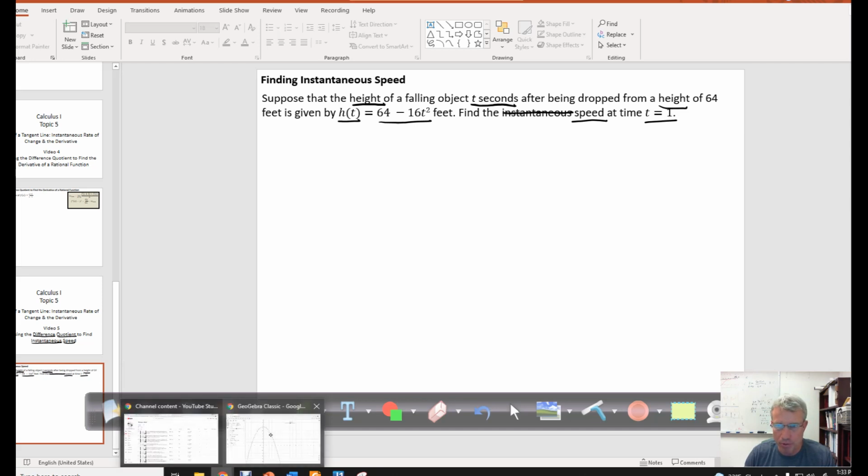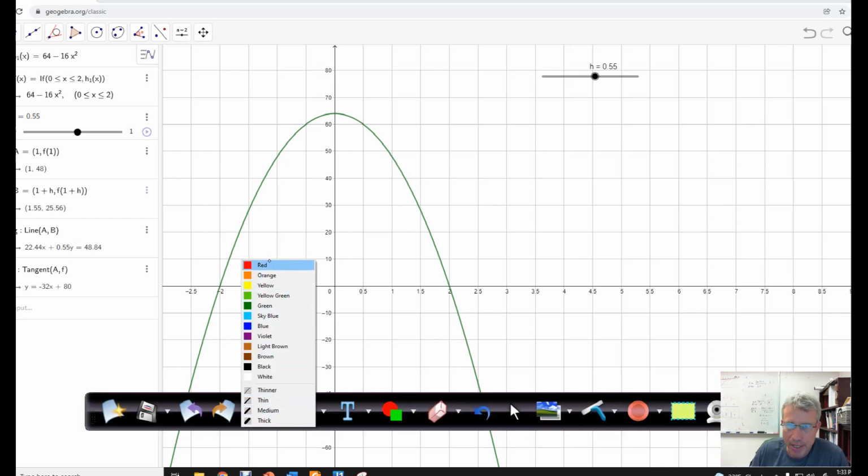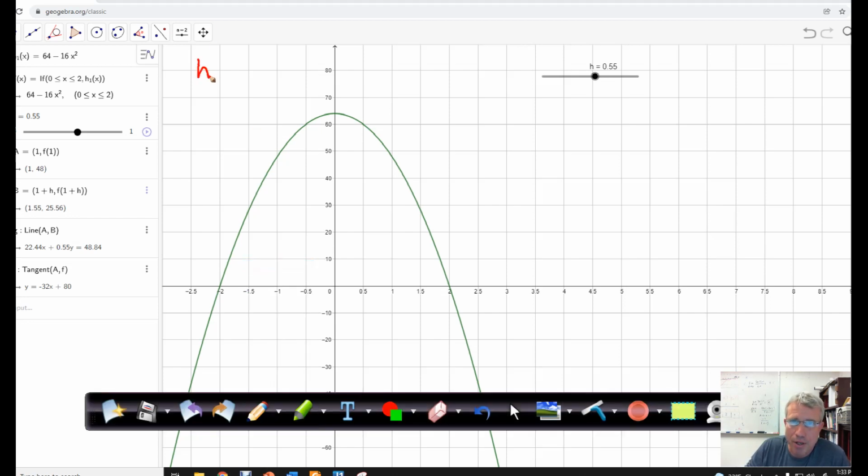So I'm going to pull open GeoGebra Classic here, and I've gone ahead and graphed the height model. The height model, remember, was given by height as a function of time equals 64 minus 16t squared. The vertical axis is my height axis in feet, and my horizontal axis is my time axis in seconds.